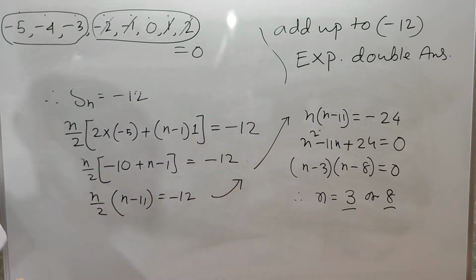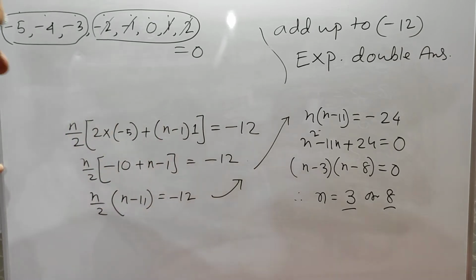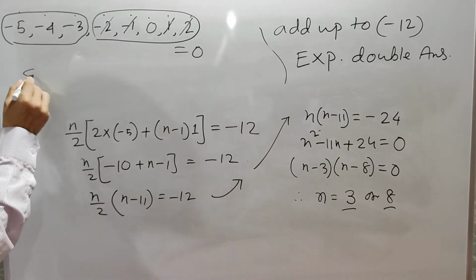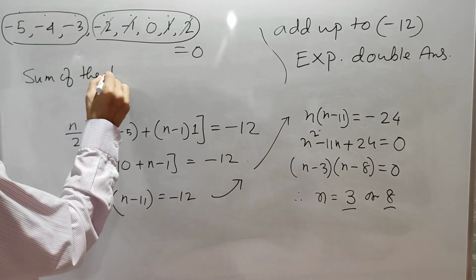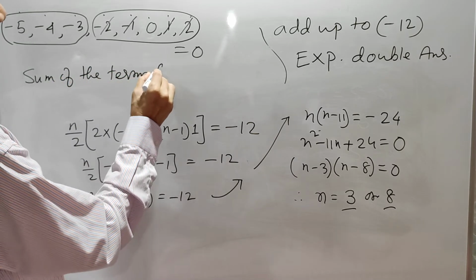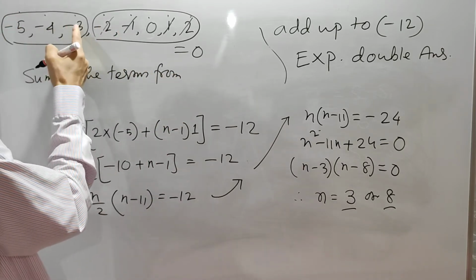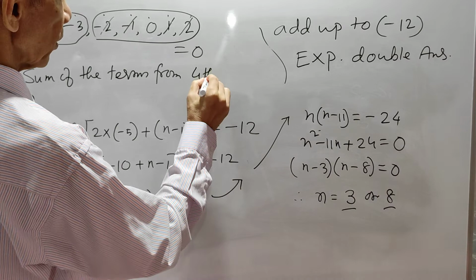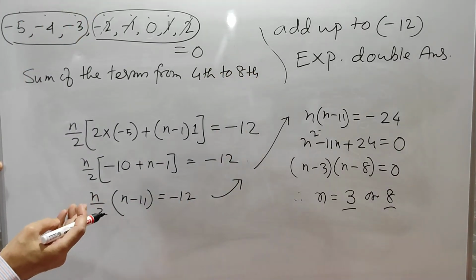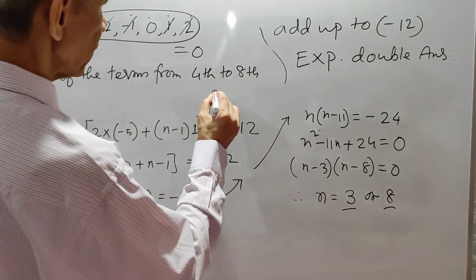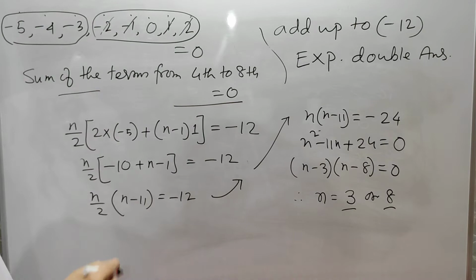So what explanation will you give? This is the explanation. Sum of the terms from 4th to 8th, that is 4th, 5th, 6th, 7th, 8th, is equal to 0. This is the explanation.